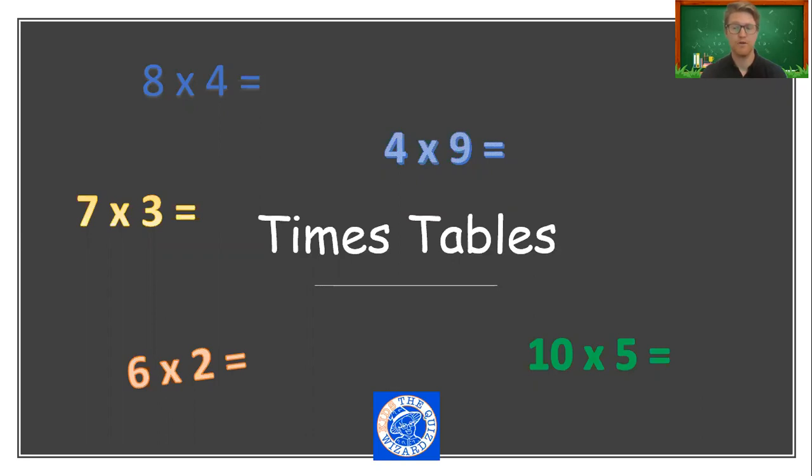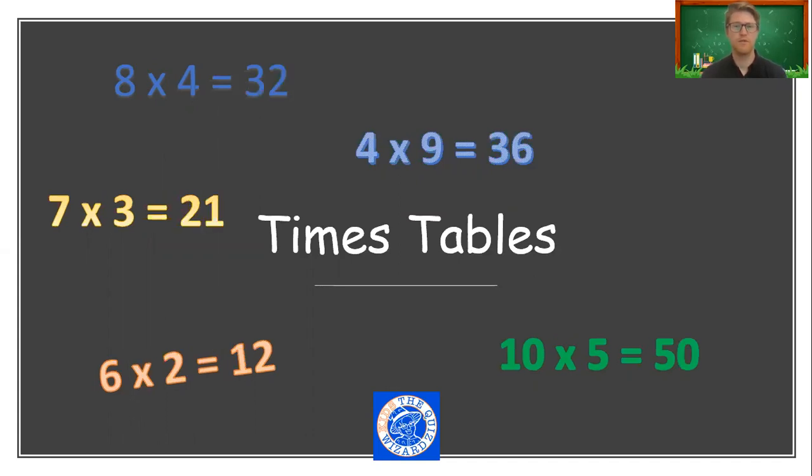Okay, let's have a look at some of the answers. So 6 times 2 is 12. 7 times 3 is 21. 8 times 4 is 32. 4 times 9 is 36. And 10 times 5 is 50. Well done if you got all those.